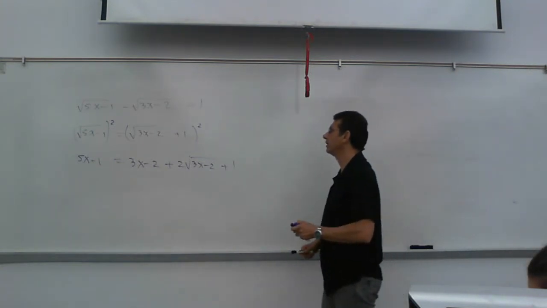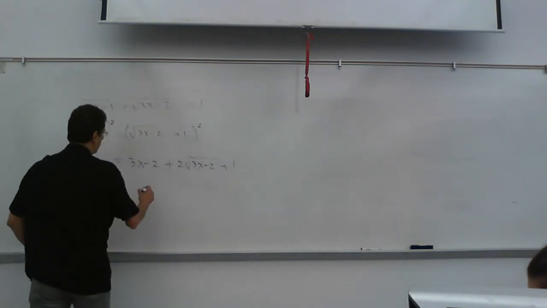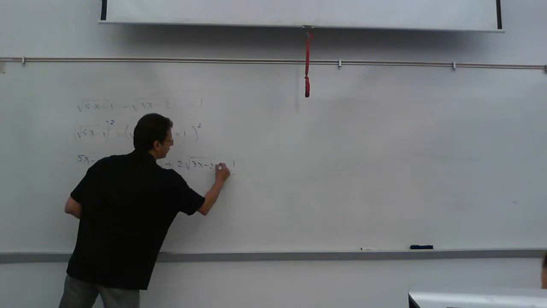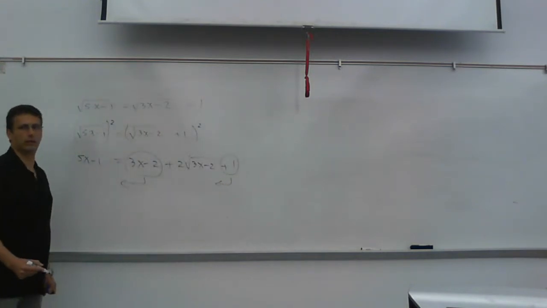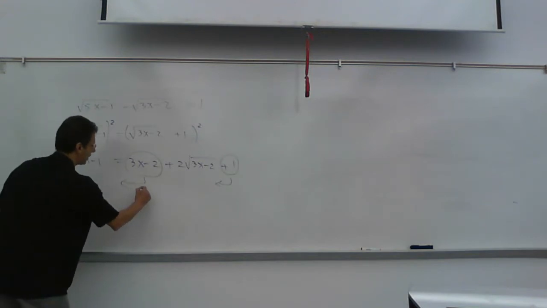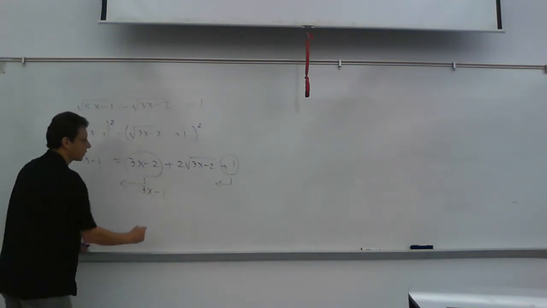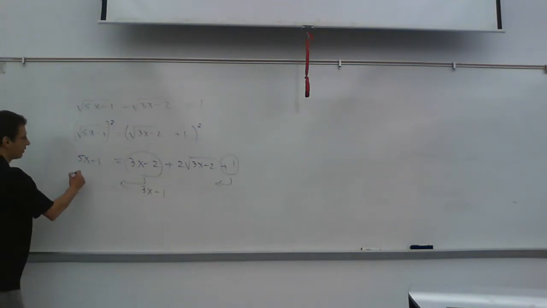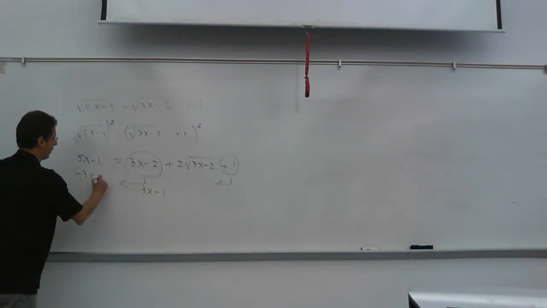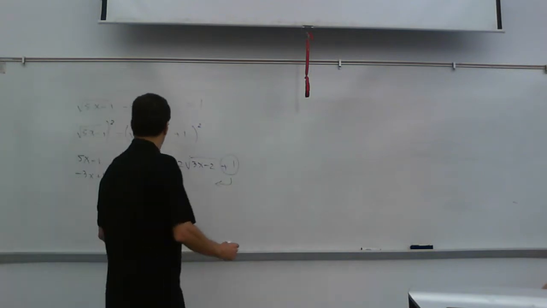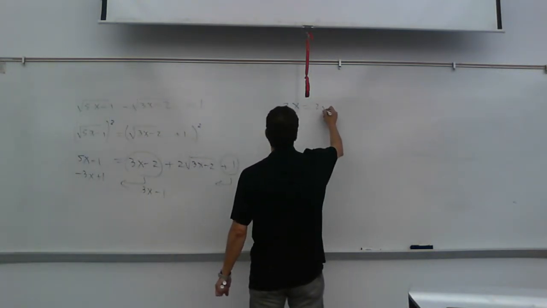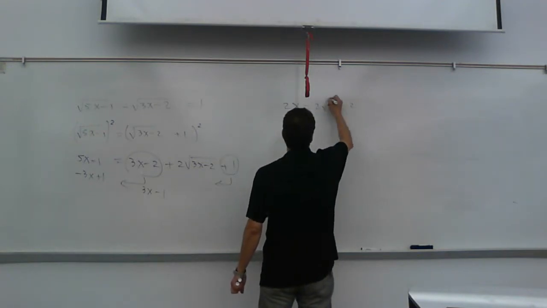Let's simplify by bringing this stuff to the left, okay? So this is 3x minus 1, right? So this becomes what? Minus 3x and plus 1, right? So what do you have? 2x. We have 2x is equal to 2 times the square root of 3x minus 2. Is that right, everybody?